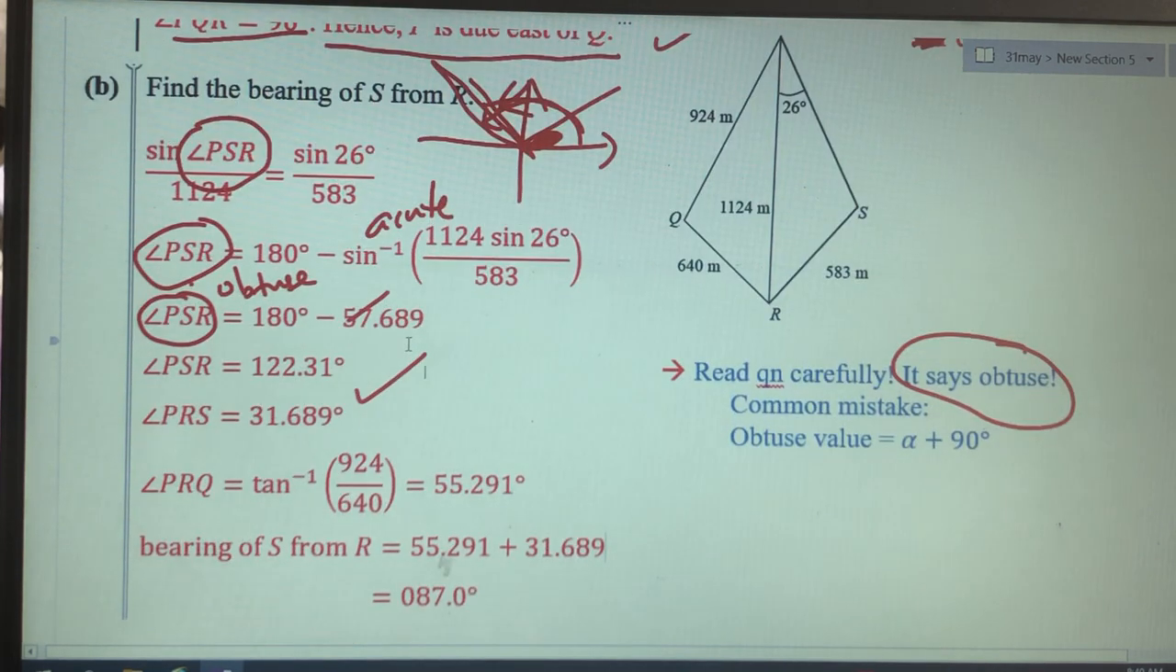Now remember, when you are finding bearing, it must be a 3 digit number, and because this is not exact, you need to round off to 1 decimal place. That is the other mistake you make.